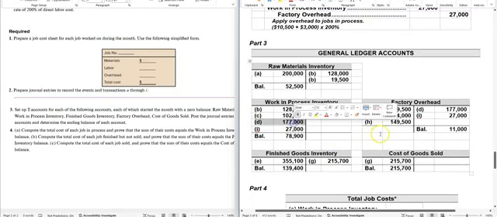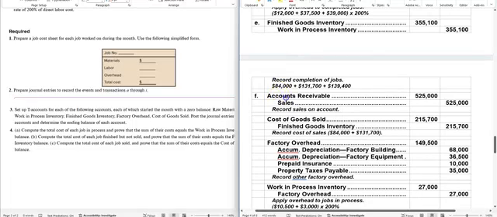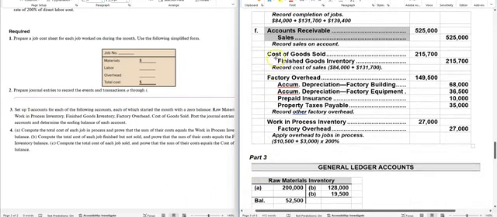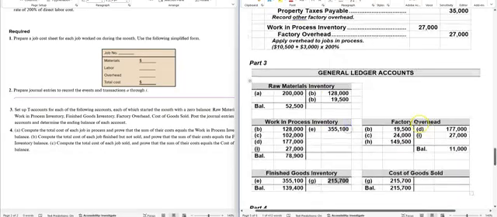Debit finished, oops, sorry, wrong account. Debit finished goods, credit work in process. Let's see, we're not dealing with those two accounts. Not dealing with cost of, oh, we are dealing with cost of goods sold. So debit cost of goods sold, credit finished goods inventory.